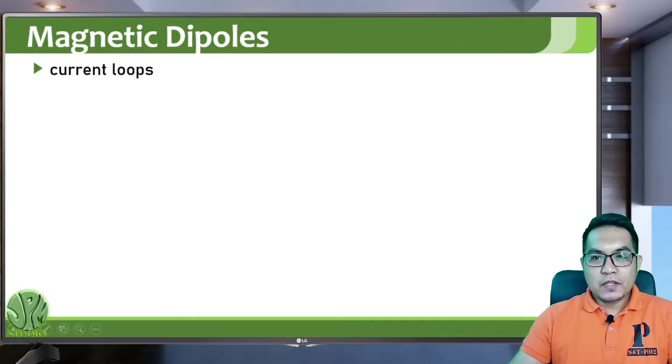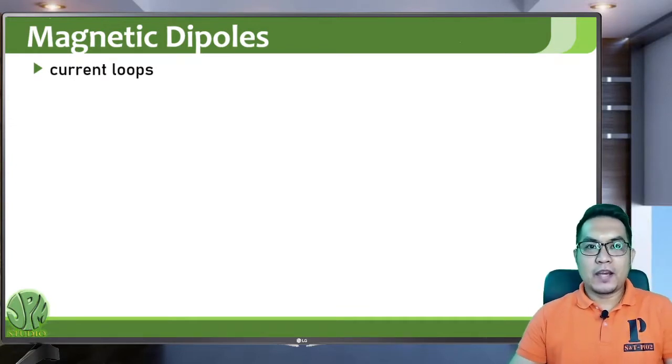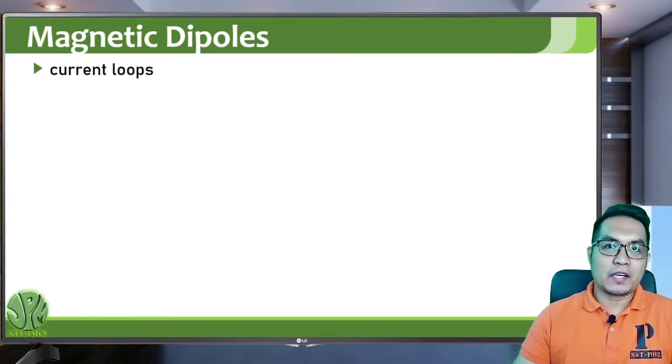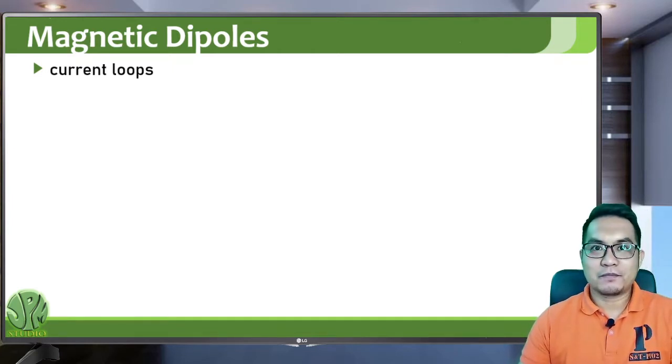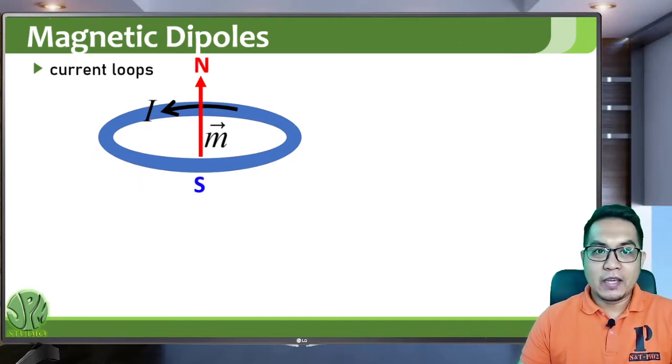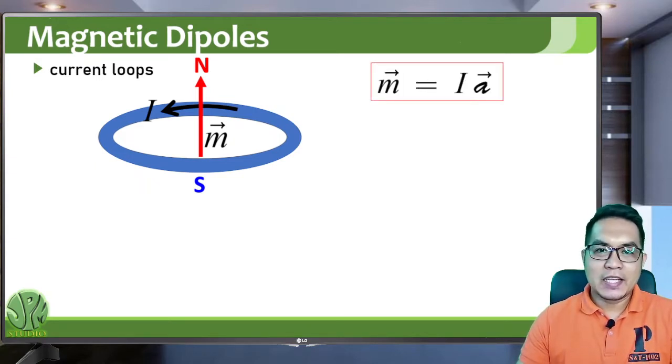So magnetic dipoles can be created if you have a current loop. If you have a bar magnet, that's also a magnetic dipole. A magnet is always a dipole. There's no magnetic monopole, so it's always a dipole. If you have a current loop, basically you have a magnetic dipole moment m. So your loop becomes a magnet. It has a north magnetic pole and a south magnetic pole. And its magnetic dipole moment is just equal to the current times the area vector.